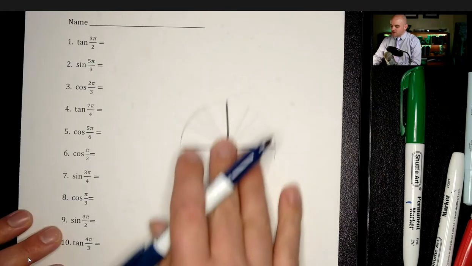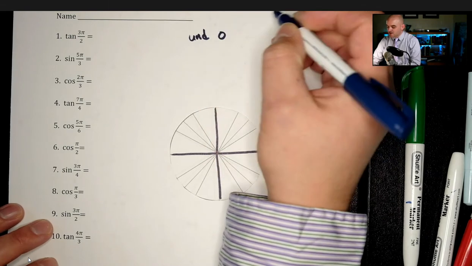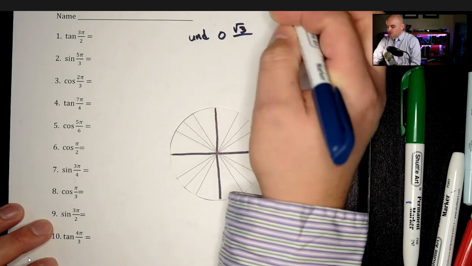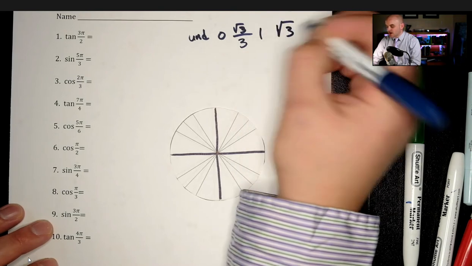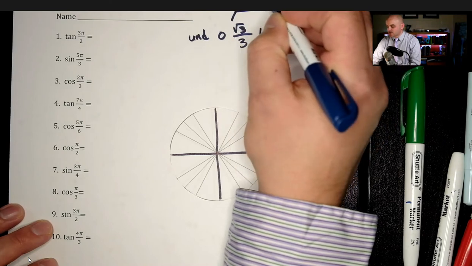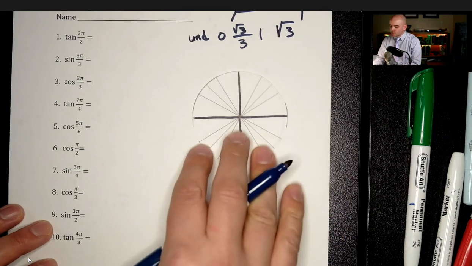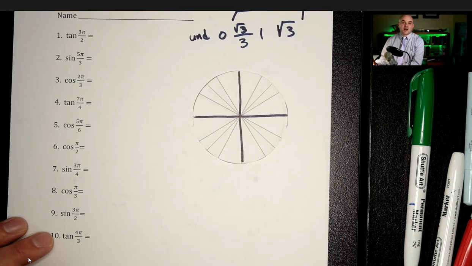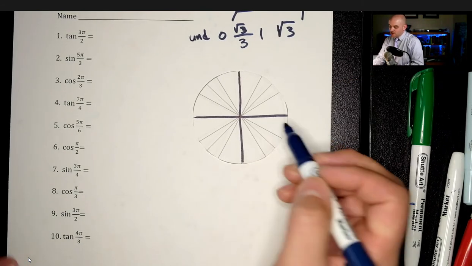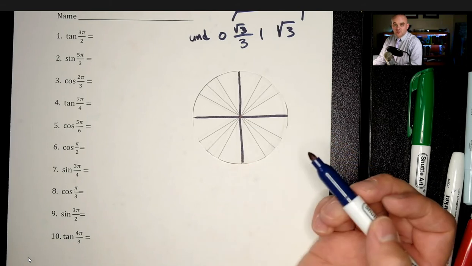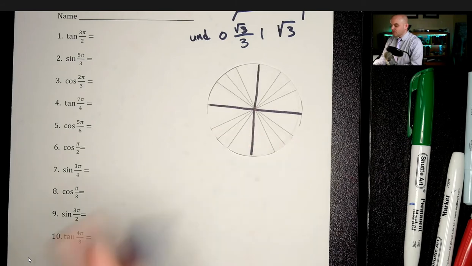Now remember, with tangent, if you need to write this down in your quiz, you have 5 options. You've got undefined, you've got 0, you've got root 3 over 3, you've got 1, and then root 3 by itself. And these can be plus or minus, depending on which quadrant you're in. Remember, tangent, if you think about it as slope, because sine over cosine equals tangent, on the unit circle, sine is your y value, cosine is your x value, so it's your rise over your run. So the slope of the line is my tangent value.